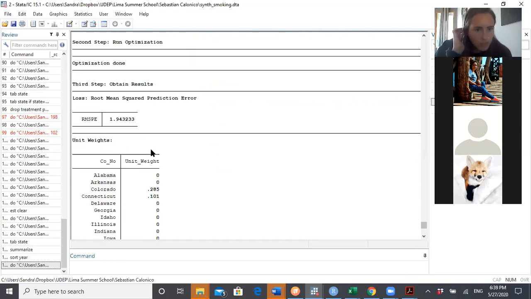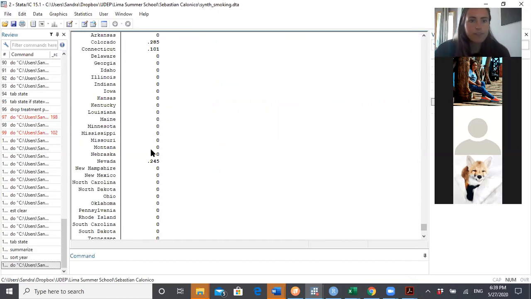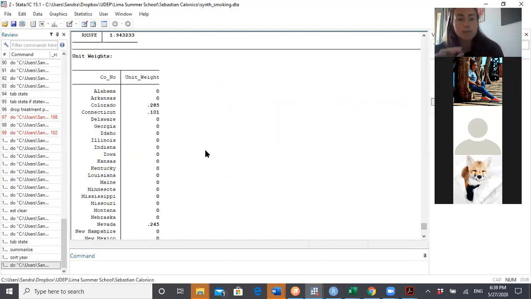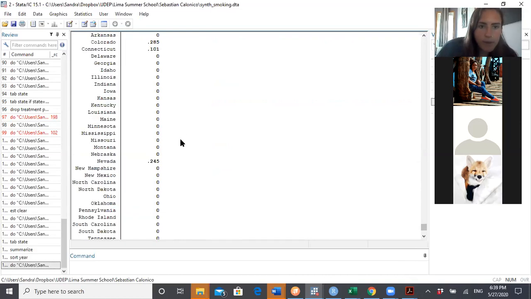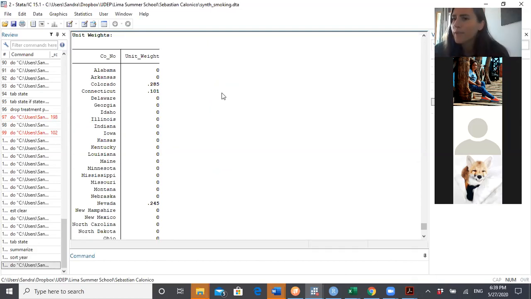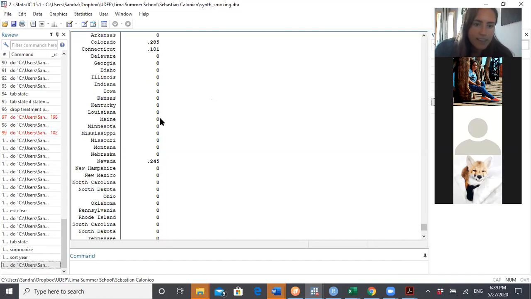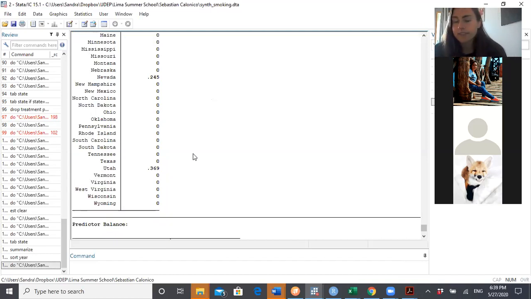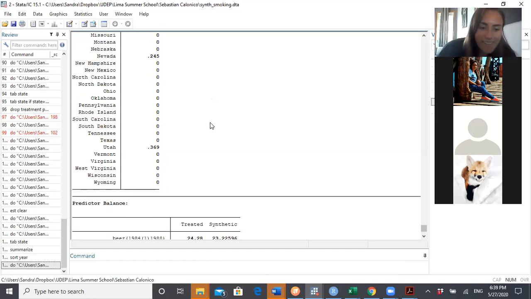Okay, so you can see that this gives all the weights to the different states, like we saw in the paper. A lot of them have zeros, but this is from the paper, so it'll be the same, right? There are weights for Colorado, Connecticut, Nevada, and Utah. So it's the same as we saw in the paper. It's the same data set, go figure.